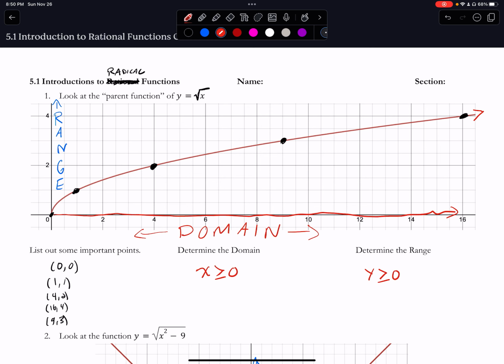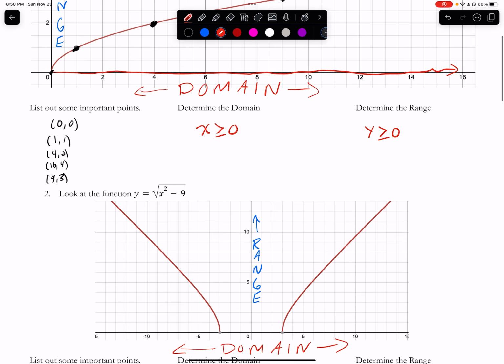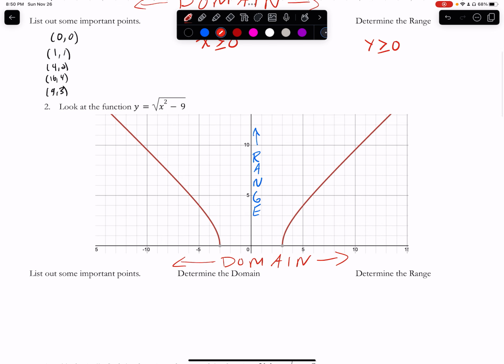Now let's look at something else. The next function is y equals the square root of x squared minus 9. Let's list out some important points here. Some important points would be negative 3, comma 0, and another one over here, positive 3, comma 0. These are very important because it's where the graph hits the axis. And the graph doesn't exist between the two branches.